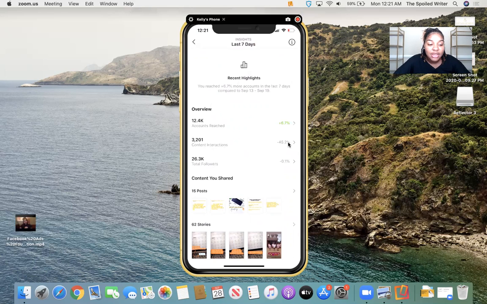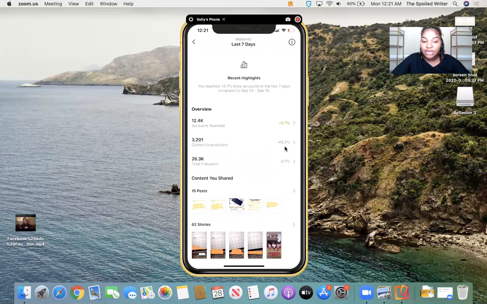Now I'm going to tell you this. The week starts on Sunday and it's compared to the previous week. So today's Sunday, the week started over today. So that's why this number is so drastic, but it's not going to be that drastic tomorrow once I post 2 or 3 times. But it's comparing this week to the previous week, which is September 13th through the 19th.